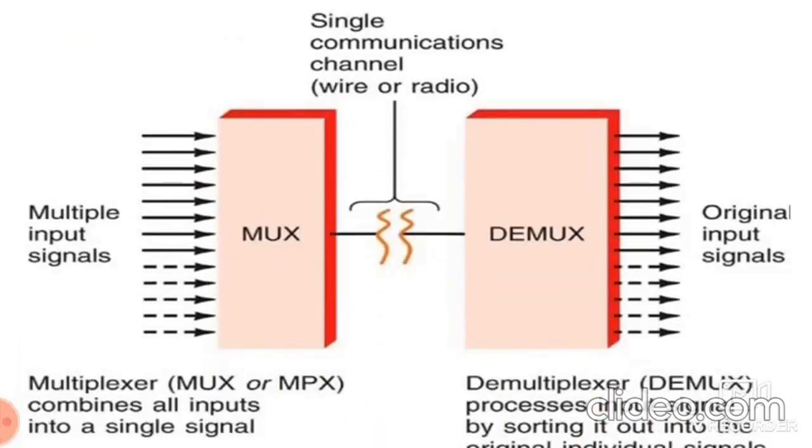Here the multiple input signals are given to the multiplexer. After multiplexing, all the n inputs are sent through a single line. The demultiplexer receives all the combined inputs on a single line and separates them into the original signals. So the multiplexer, or mux, combines all inputs into a single signal, and the demultiplexer, or demux, processes the received signal by sorting it into different outputs.